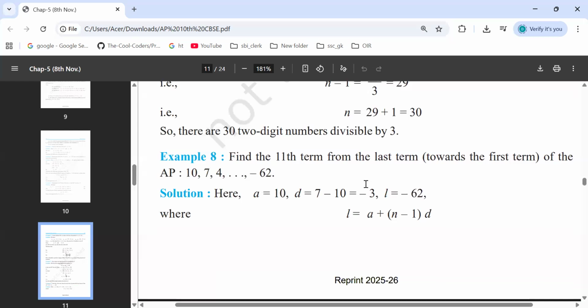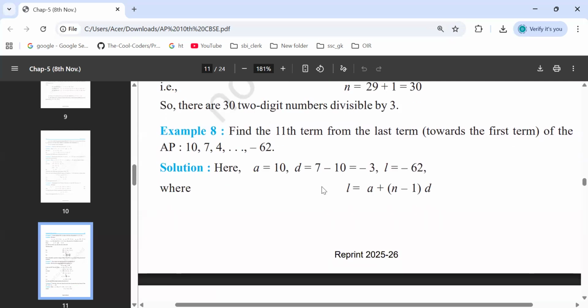Now let us start with the next example. Find the 11th term from the last term of the AP 10, 7, 4, ..., minus 62. So basically we have to find the 11th term from the last, not from the initial number. The a value is 10, d equals 7 minus 10, which is equal to minus 3, and l equals minus 62, which is the last term.